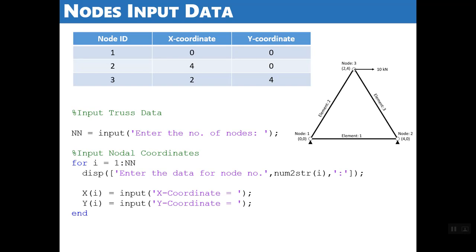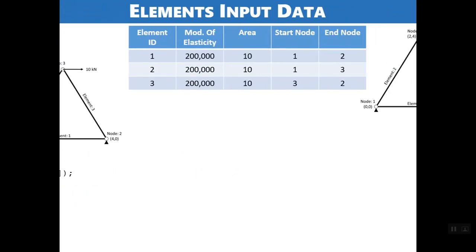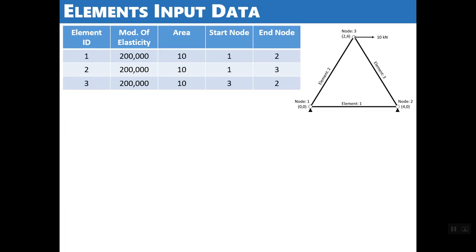After taking input of the nodes, we will proceed towards taking input corresponding to each of the elements of the truss. Corresponding to each of the elements, we need at least 4 data. Number 1 is the modulus of elasticity of the material that we are going to use. Number 2 is the cross-sectional area, the quantity of material which is being used. Starting node and ending node both are required.